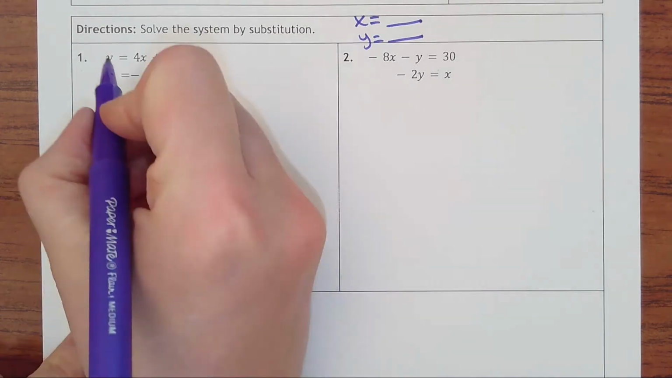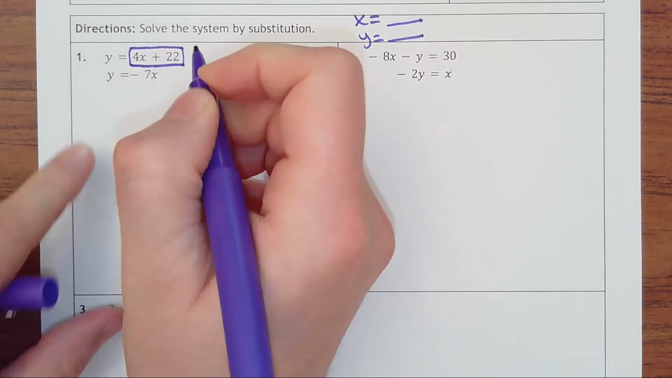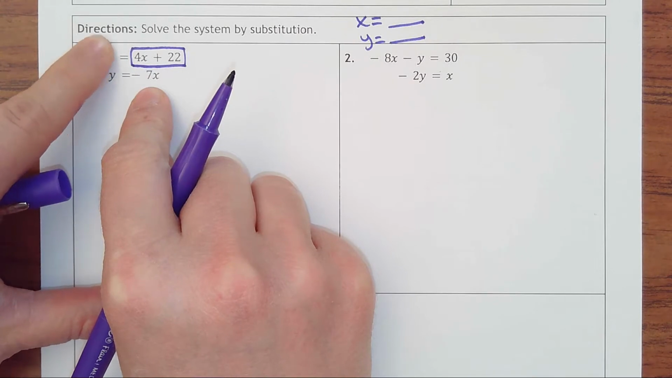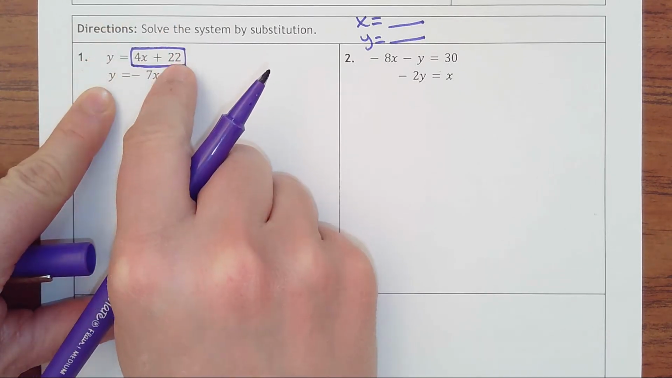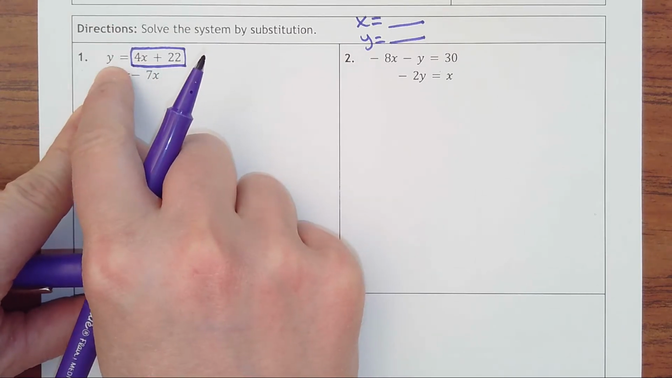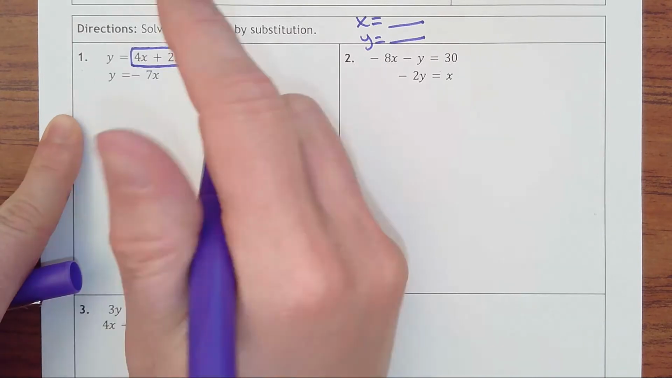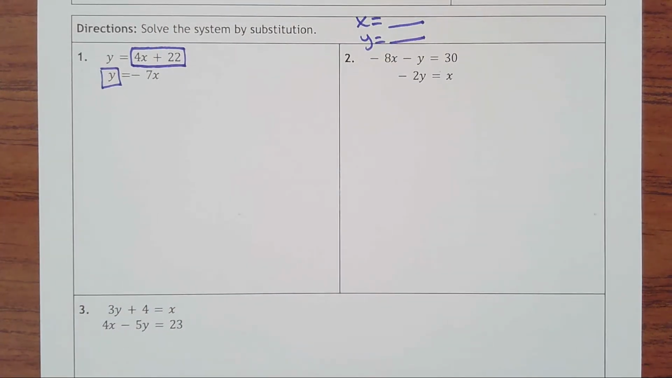So in this first one, I see y equals this, 4x plus 22. So think of in basketball or any sport where you'd have a substitute. Y is one player, 4x plus 22 is a player. They go in for each other. But it wouldn't do me any good to put it in for this y, because then I would just have it equaling itself. That's silly. I'm going to put it into y in the other equation. So I'm making a substitution.